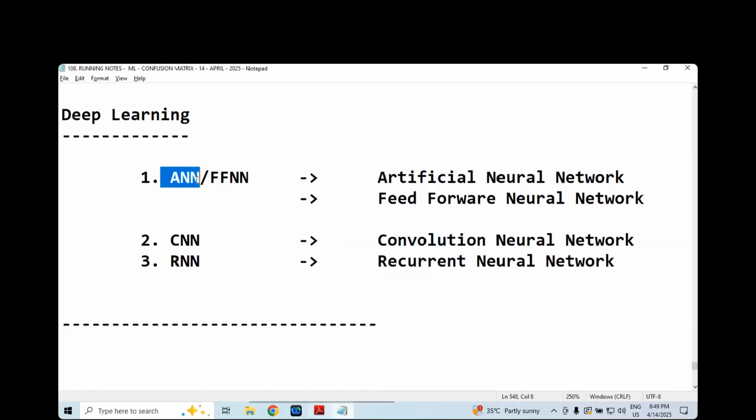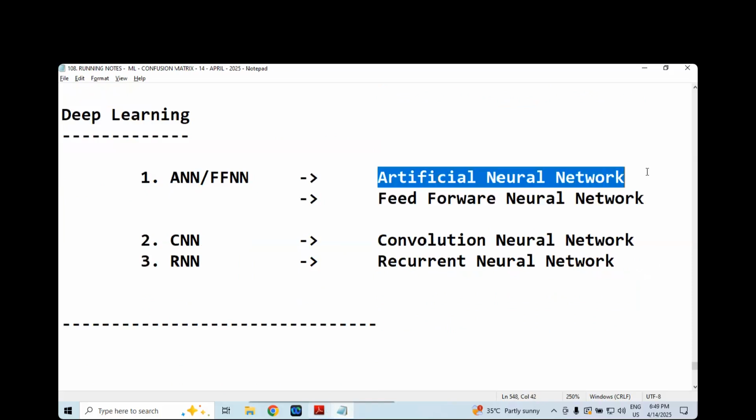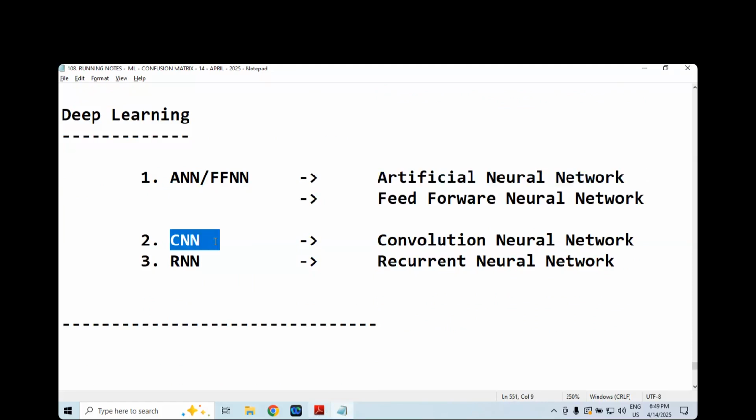The first one is ANN. What are all the problems you solved in machine learning? The same problems you can solve using ANN. CNN is for image analysis and video analysis. RNN is for text analysis.